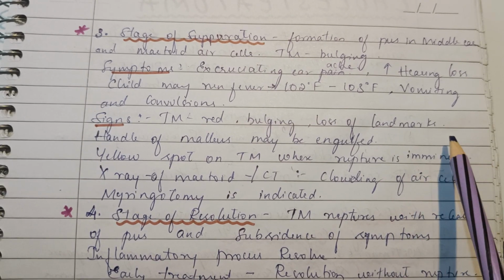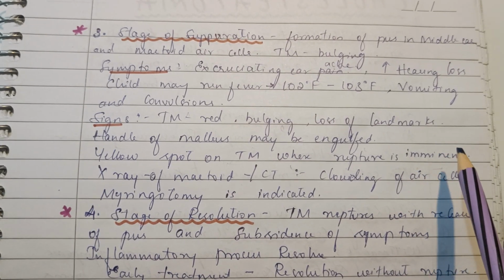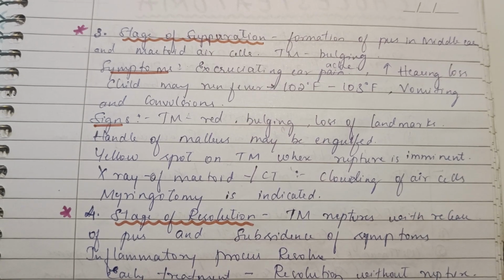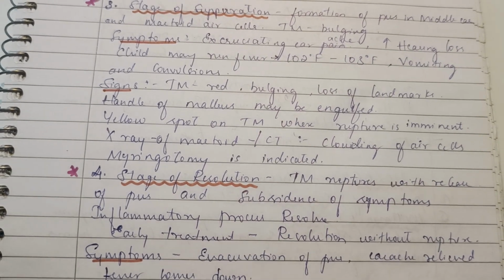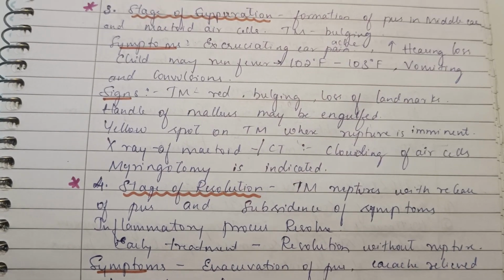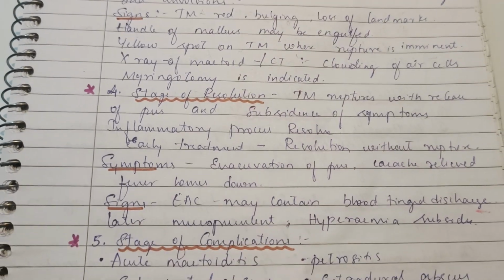So on the tympanic membrane, you can see the yellow spot. Okay, so there the rupture is imminent, and X-ray shows clouding of hair cells. So these are the points you'll write in stage of suppuration, very important. Then the fourth is stage of resolution.